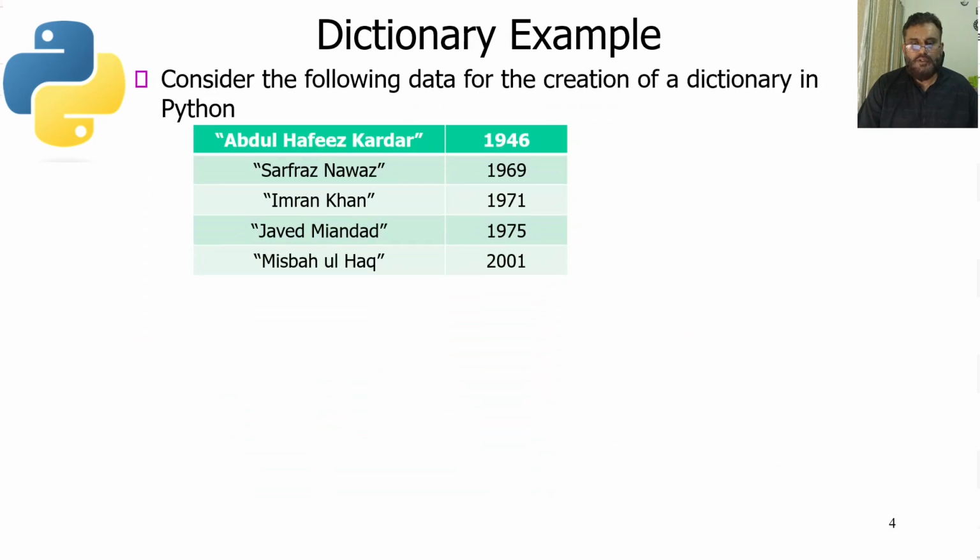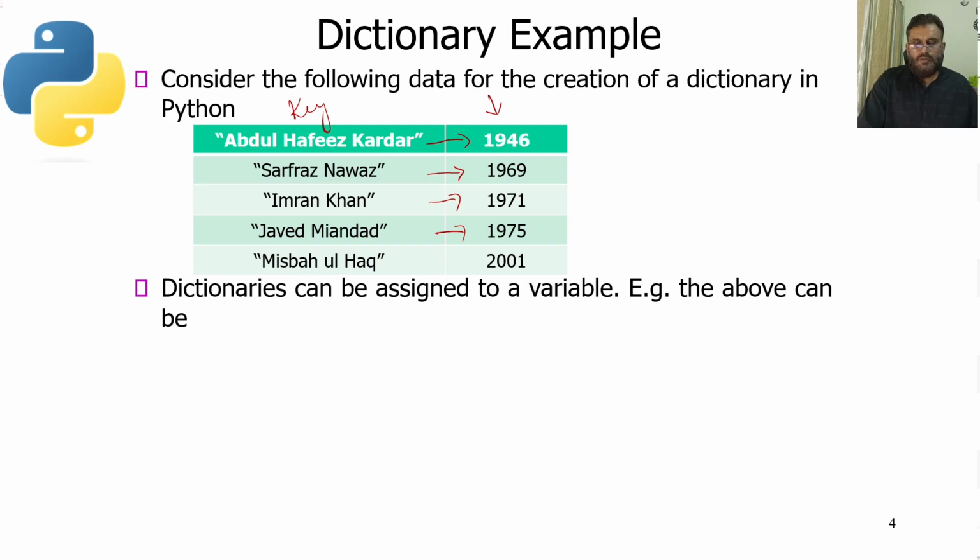So here we have an example. For example, these are different test players who have represented Pakistan in test cricket, and I have used their names as the key part of this dictionary, and their year of debut is used as a value part. So Abdul Hafiz Kardar is the key, and 1946, the year of debut, is the value in this dictionary. Like Sarfraz Nawaz, 1969, Imran Khan, 1971, Javed Miandad, 1975, and Misbah-ul-Haq, 2001.